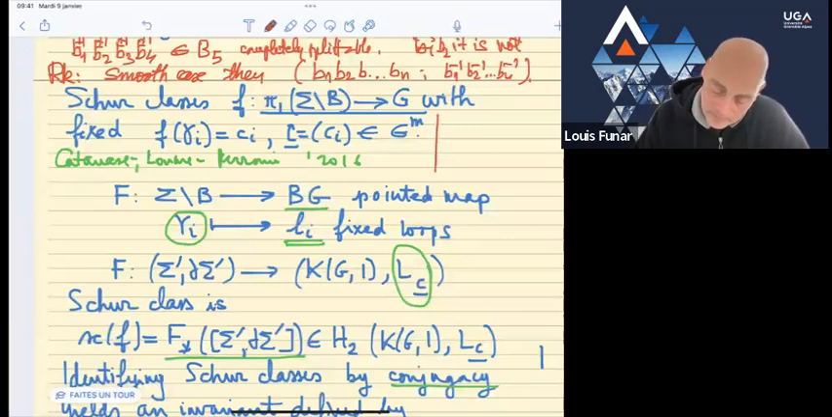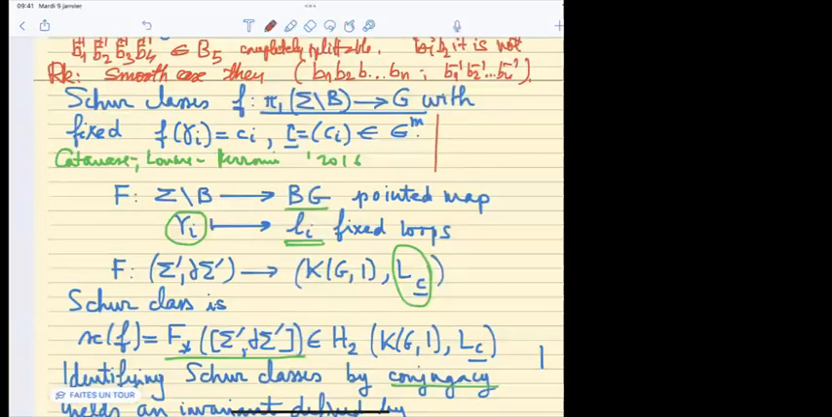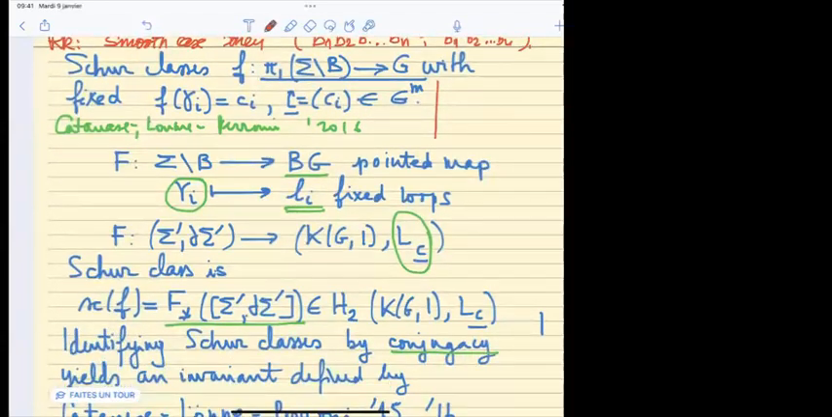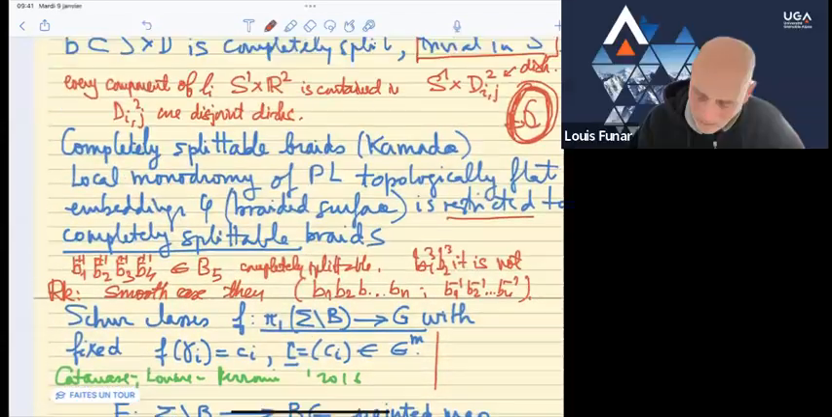And sorry, Luis, but maybe you can explain the difference between the PL locally flat case and the smooth case. So what can be an example? If we have, for example, B1 cubed, what happens? So it lifts to a PL locally flat braided surface, but not to a smooth one.